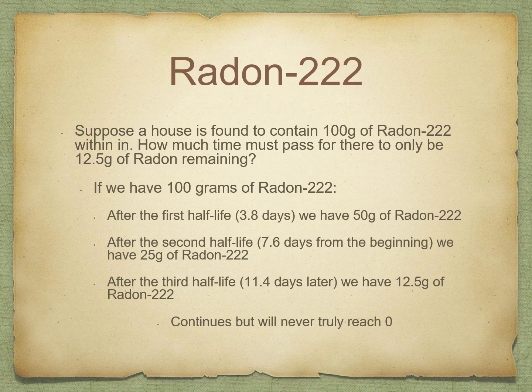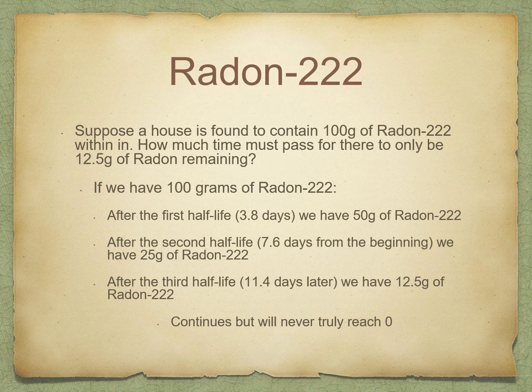So if we have 100 grams of radon-222, after the first half-life, which we mentioned before was 3.8 days, we'd have half of that 100, which would be only 50 grams remaining. After a second half-life, which means an additional 3.8 days, so we are 7.6 days from the start time, you would have half of that half, so only 25 grams.